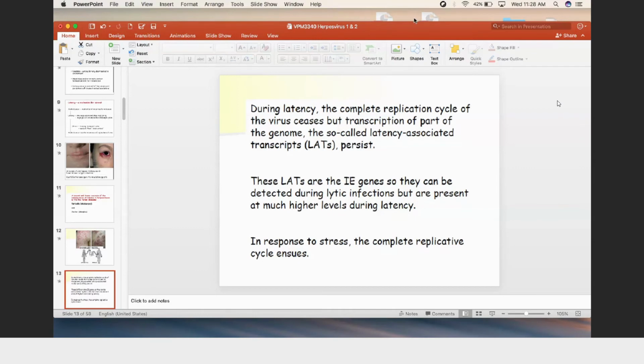So I mentioned this one. The transcripts, the mRNA here, like the IE genes, can be detected during lytic infection, but are present at much higher levels during latency. Meaning during latency, LAT gene level is high; during active infection, it is low.